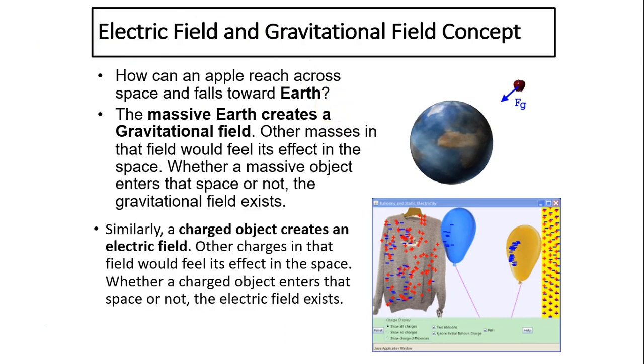So how can an apple reach across the space and fall toward Earth? We said it's because the Earth creates a gravitational field. It has an effect on the mass of the apple, and it will pull toward it. So any object that has mass will experience this effect of Earth. Similarly, anything that has charge will have an effect in its surroundings. It will affect the other charges. Any other charge in that space will make the object either push it away or attract it.